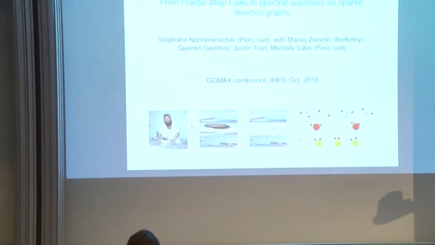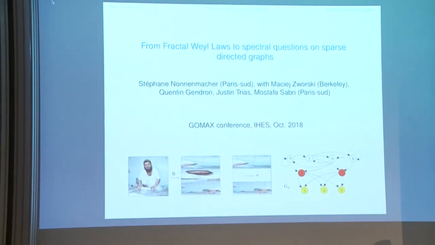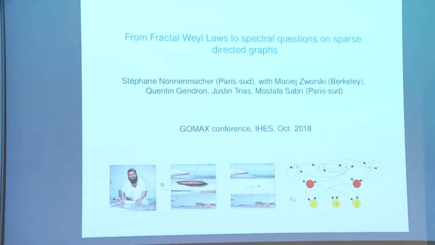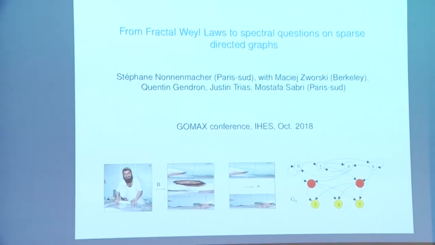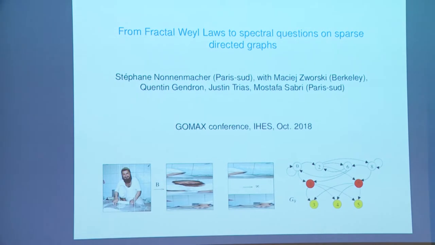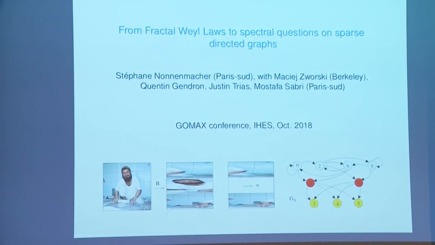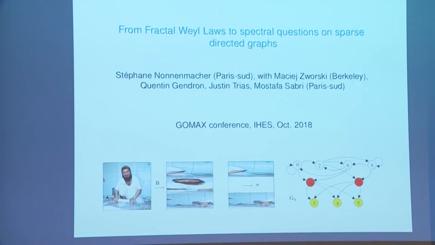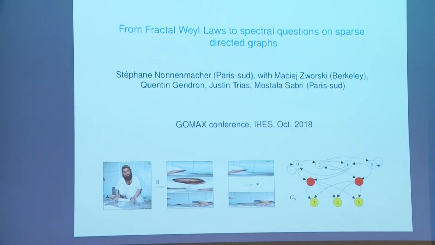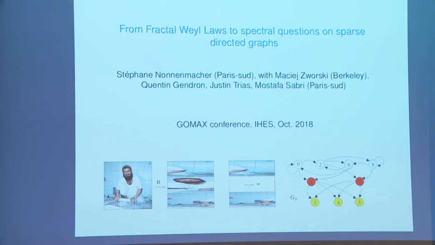I will play a bit with some toy models, and these toy models involve some specific directed graphs or directed networks, and this is what I will try to explain. So somehow this application of these ideas from quantum chaos to directed graphs is a sort of pet problem for myself, which I asked myself a few years ago, and somehow it has developed very slowly. So it has developed together with two former master students, Quentin Gendron and Justin Trias.